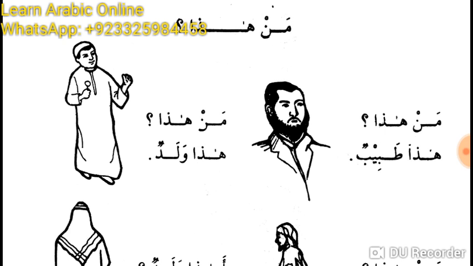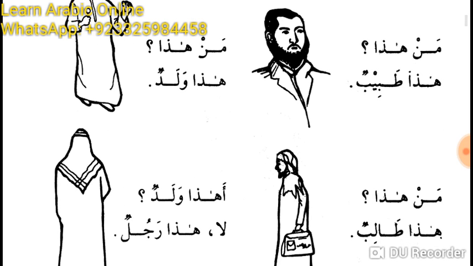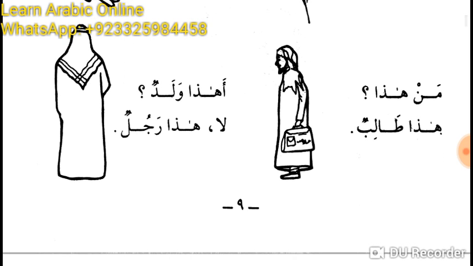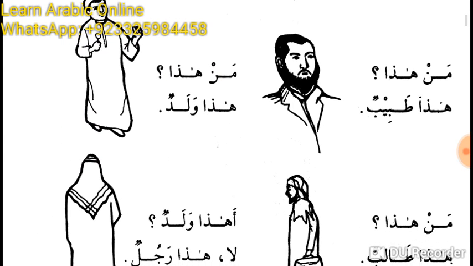هذا طالب. Okay. هذا طالب. Okay. This is a student. Okay. Who is this? أبي. من هذا. Who is this?